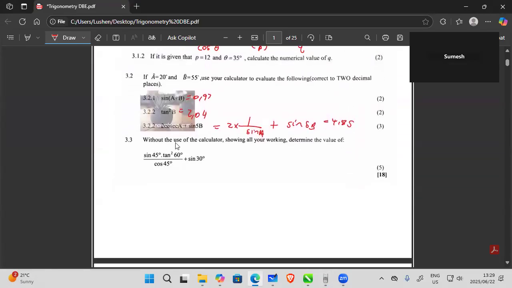Right, Sumesh, this is very simple now. We're talking about, without the use of a calculator, how we work and determine the value of this.